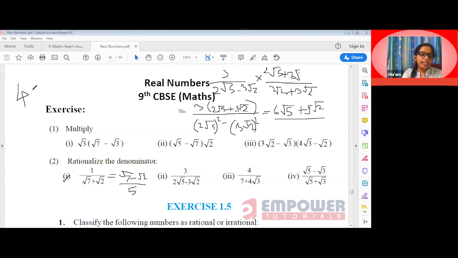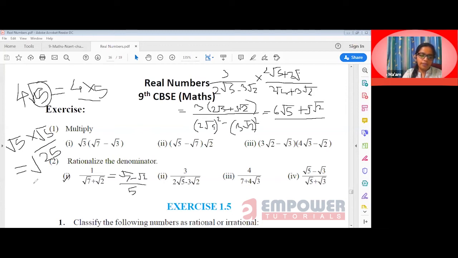So you can directly, okay, 4 root 25. Root 25 is nothing but 4 into 5, right? Because this is a perfect square. So I can write it directly in this form, 4 into 5 form. See, root 5 into root 5 will be equal to how much? Root 25. But root 25 is a perfect square, so I can write it in this form. So you can directly write it as 4 into 5 form.